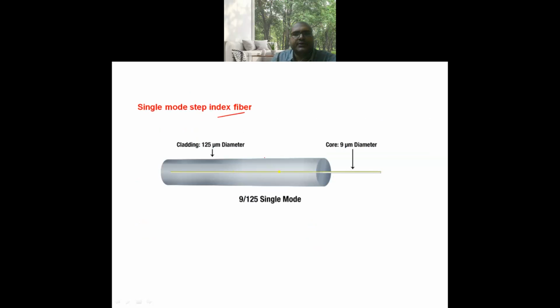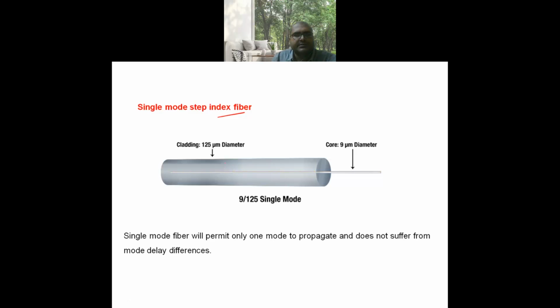Single mode step index fiber. Here you can observe the light propagation in single mode fiber. Single mode means the fiber will permit only one mode to propagate and does not suffer from mode delay differences. The mode delay difference will occur when n number of modes propagate and are received at the receiving end at different time instants. But in case of single mode, there is no delay difference.